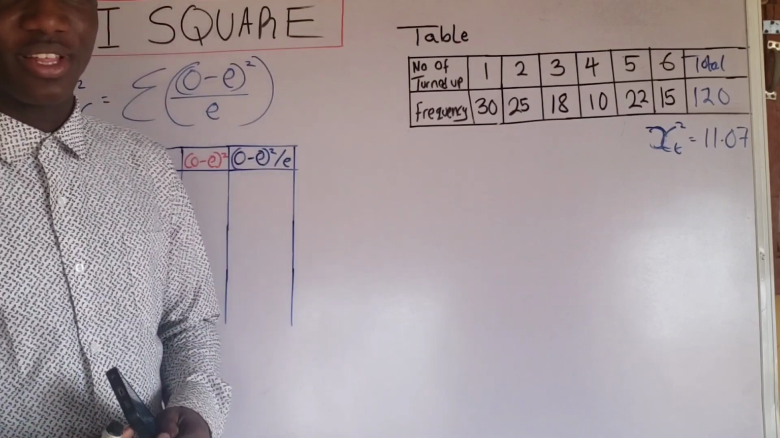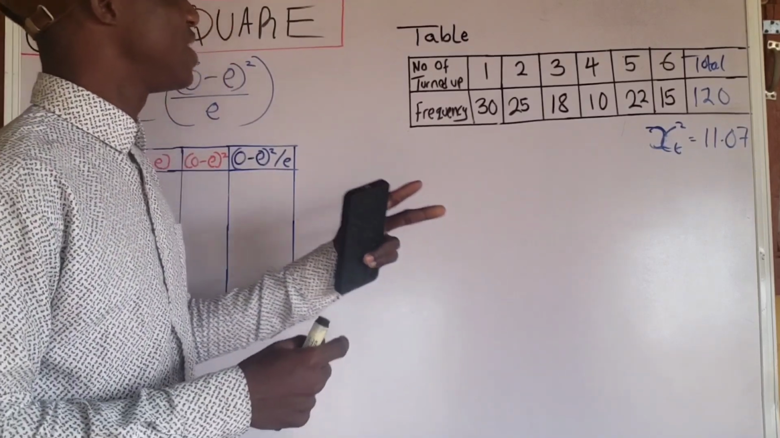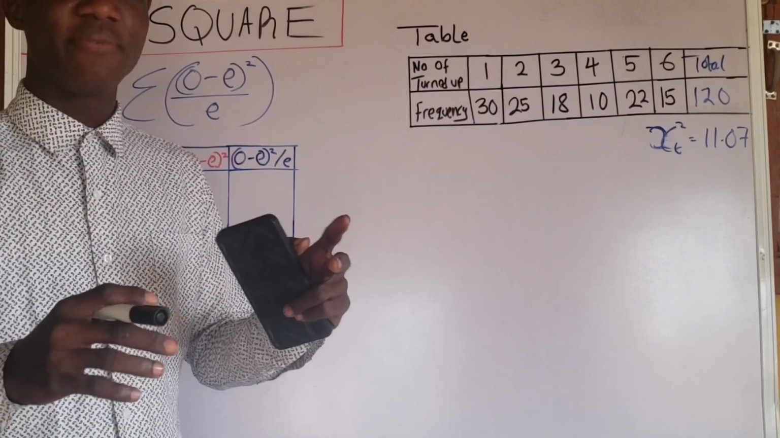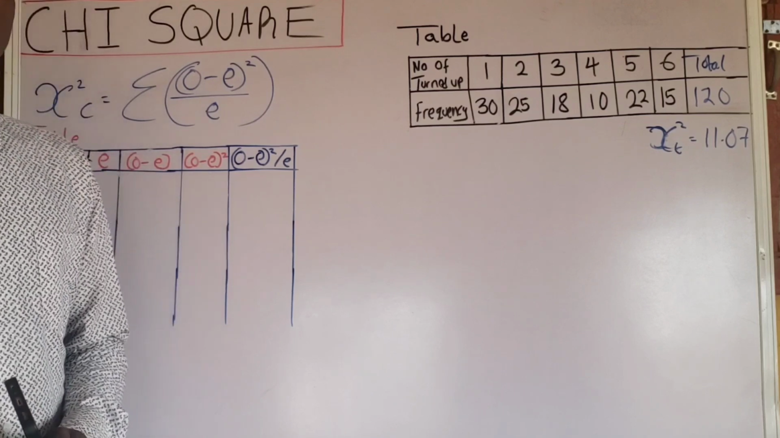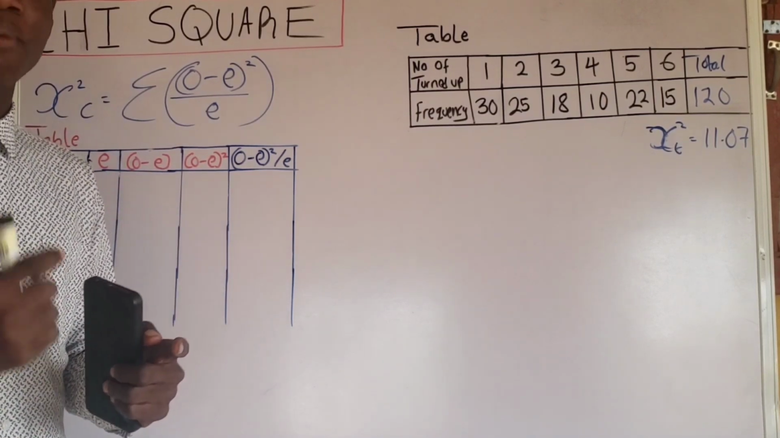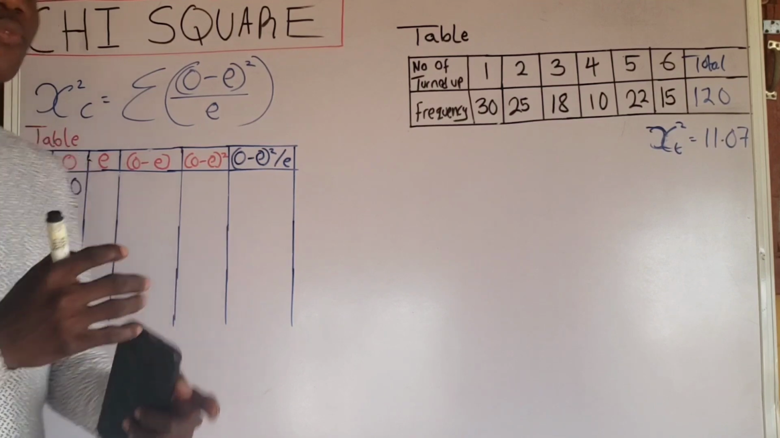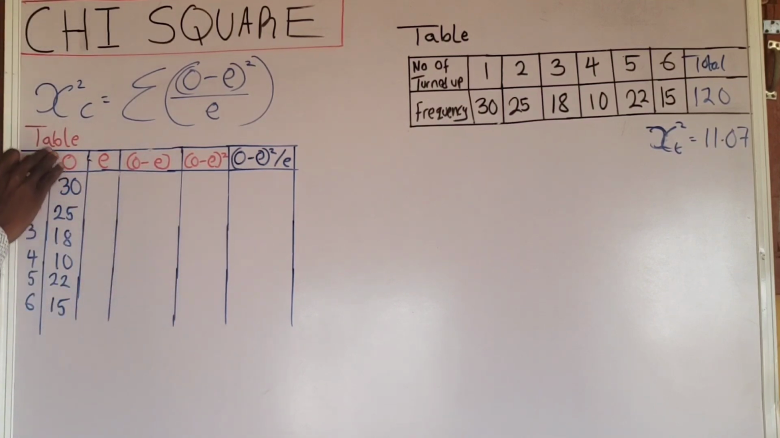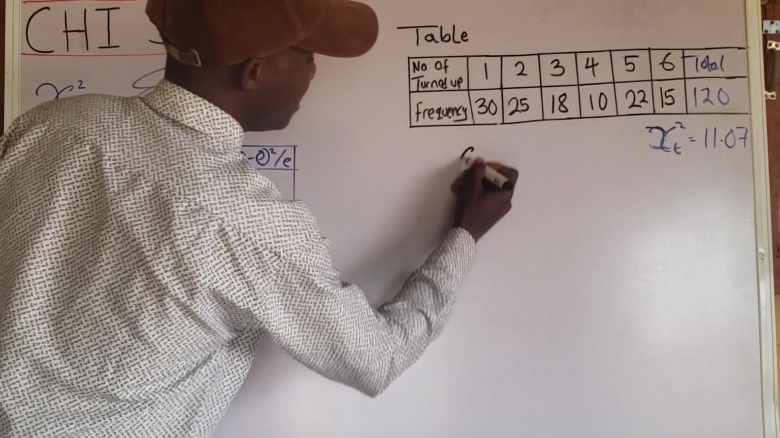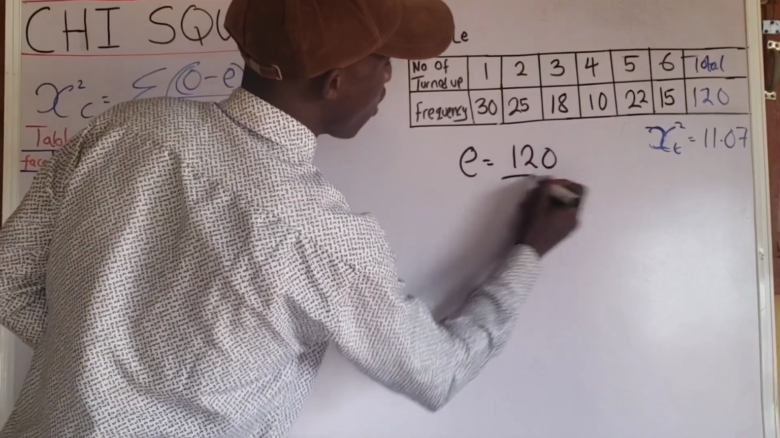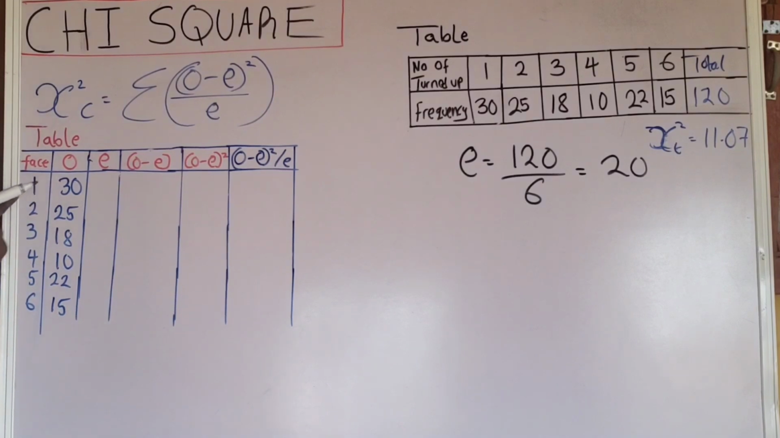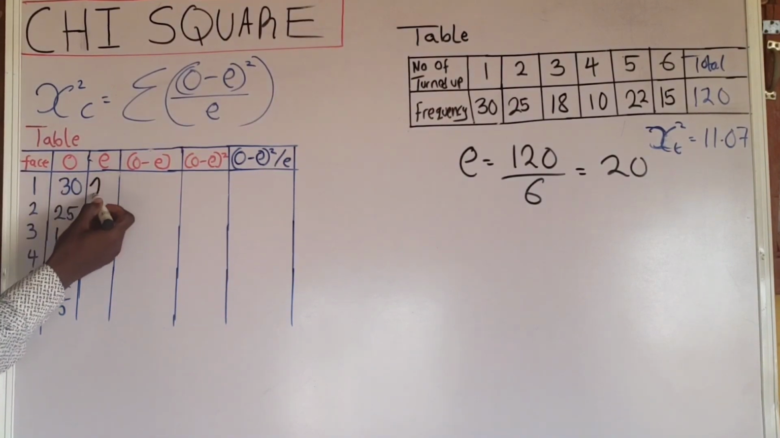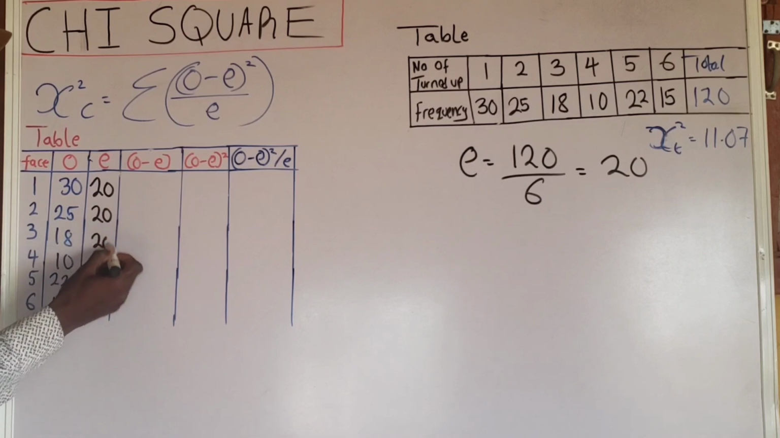Listen to the explanation again. If there is no bias, if you throw the die 120 times, the numbers of faces shown must be equal for all the faces. That is, the expected value will be 120 over the numbers of faces. That will be equal to 20. That is, 1 must appear 20 times. So, the observed value must be equal. That is 20.